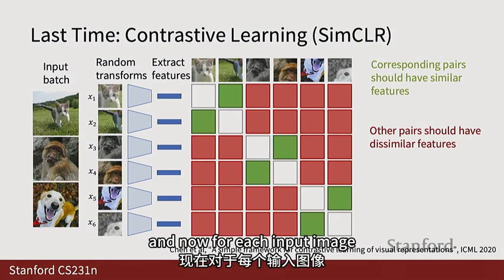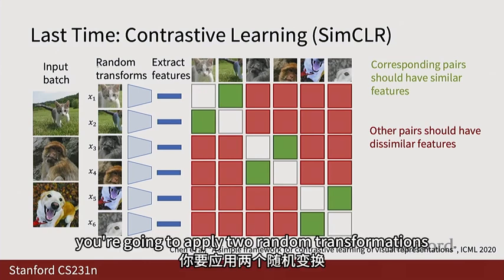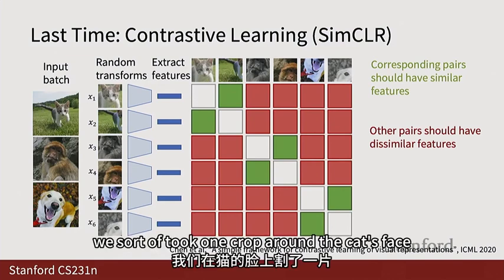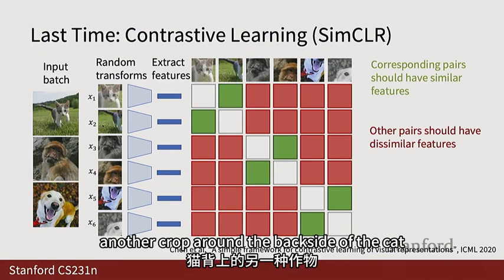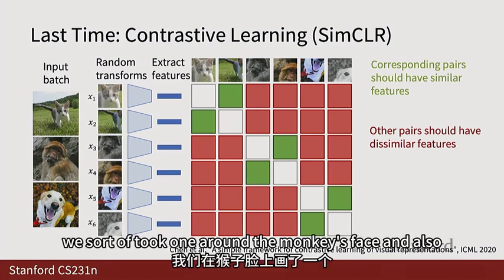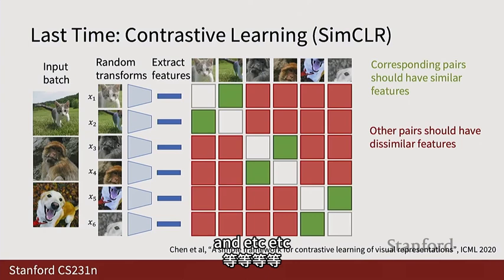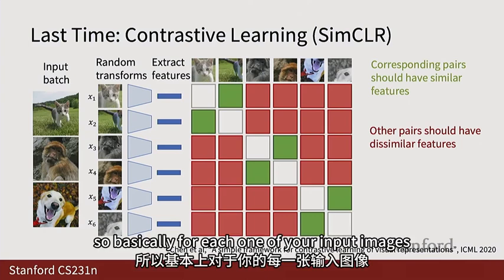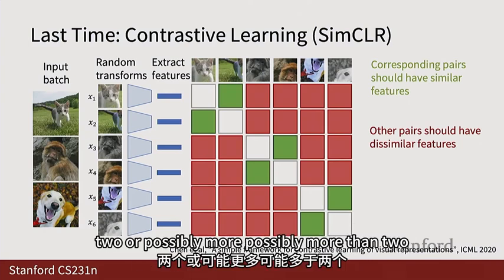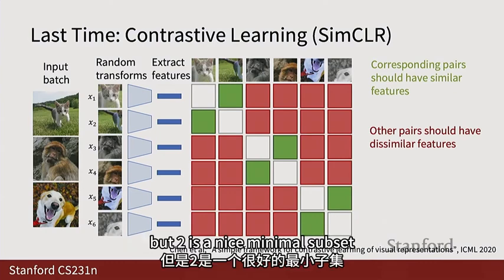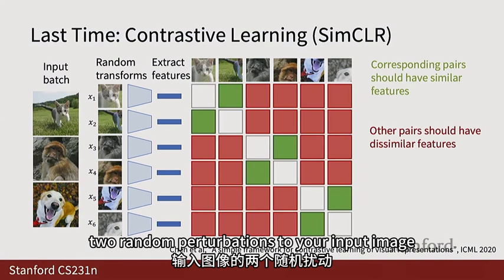Now for each input image, you're going to apply two random transformations. In the case of the cat, we took one crop around the cat's face, another crop around the backside of the cat, and around the monkey, we took one around the monkey's face and also dropped it to black and white, and so on. So for each one of your input images, you're going to apply two, or possibly more than two, but two is a nice minimal subset, random perturbations to your input image.